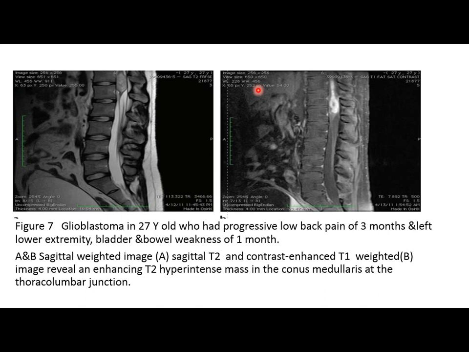because it is a low grade form in pilocytic astrocytoma. Glioblastoma is a WHO grade 4 tumor, and it presents with a more heterogeneous appearance in T1 and T2 and gives extensive enhancement. And this is the glioblastoma grade 4, which arises as an enhancing mass at the level of the conus medullaris, on both the sagittal T2 and T1 contrast enhanced.